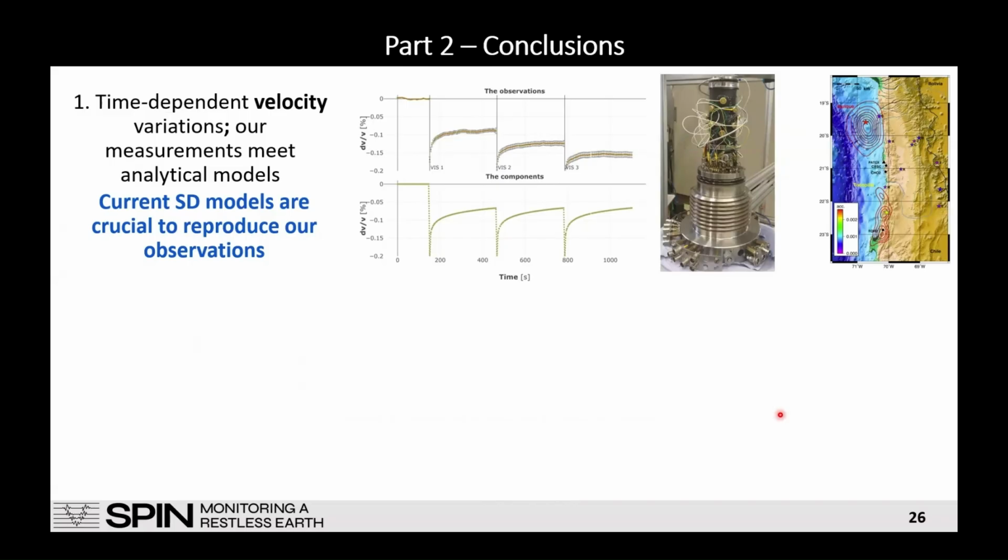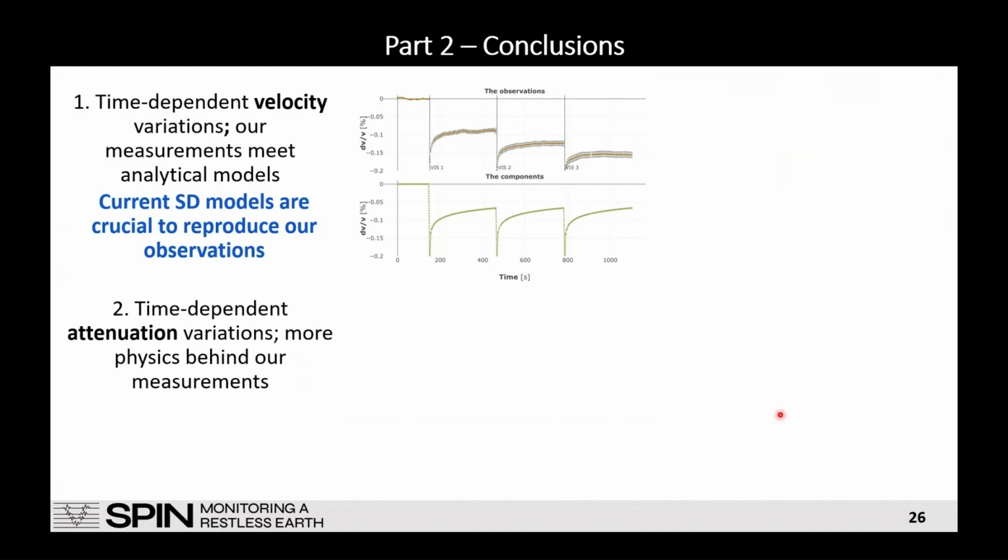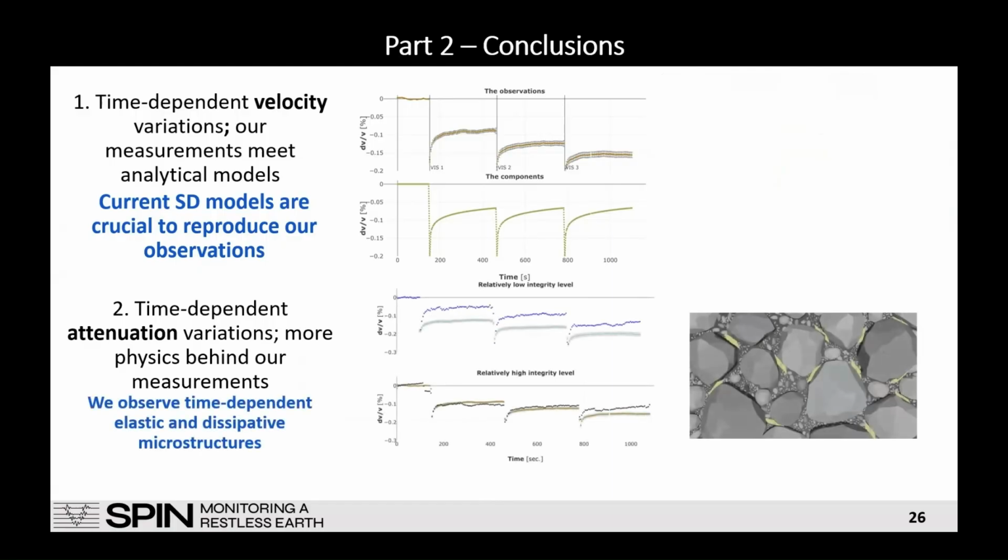So slow dynamics is ubiquitous in complex materials, not only in rock samples, not only at the Earth scale, but also in concrete structures. And in terms of attenuation, we observe time-dependent elastic and dissipative microstructures, again, that give us more certainty that what we are observing here is the action of rearrangement of grains, but also the opening and closing of voids, void volumes in the structure.